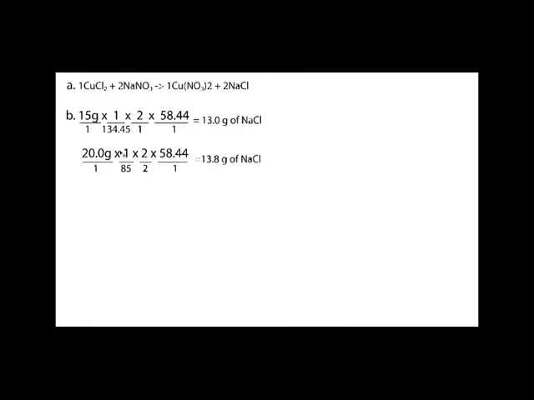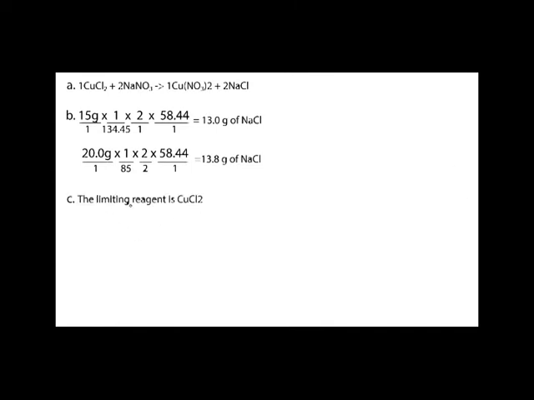The other given value, 20 grams of sodium nitrate, must be converted into sodium chloride. Like the first part of B, the 20 grams of sodium nitrate is divided by its molar mass, multiplied by its mole-to-mole ratio, and finally, sodium chloride's molar mass. This results in 13.8 grams of sodium chloride. Because this value is greater than the 13.0 grams derived from the copper 2 chloride, the amount of sodium chloride that can be formed is 13.0 grams.